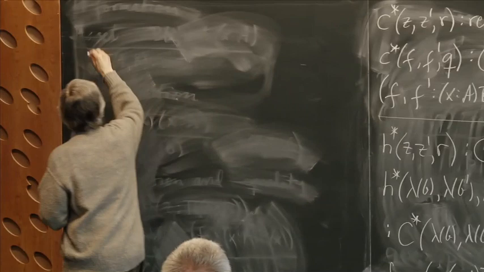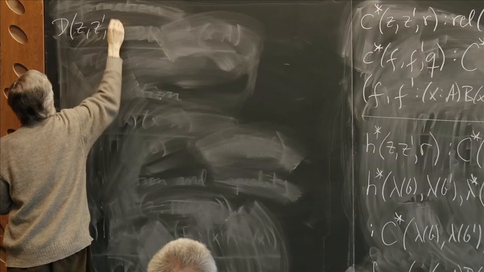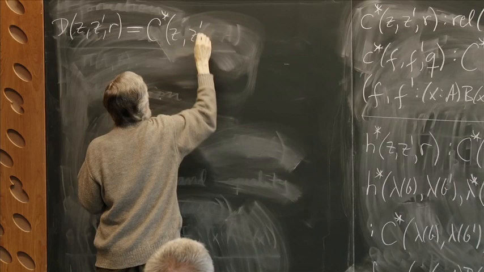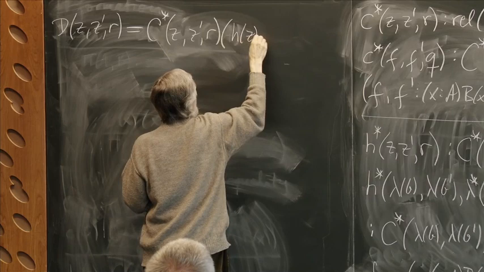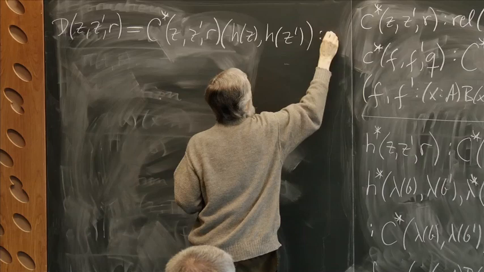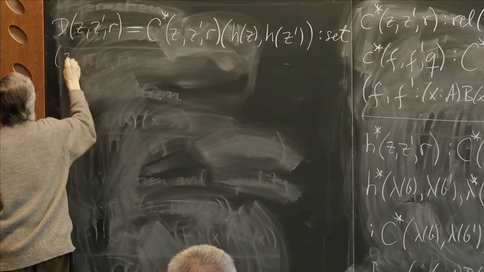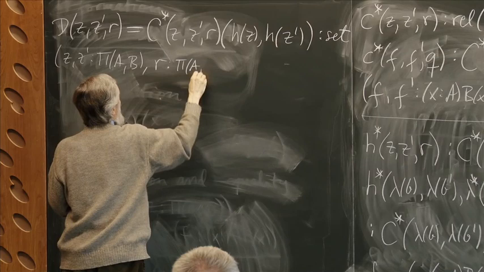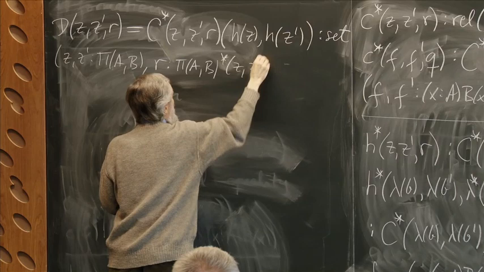So we choose D of Z, Z prime, R to be C star of Z, Z prime, R of H of Z and H of Z prime. And this is in set. And this is for Z and Z prime in the Cartesian product, and for R, the proof that they are related. So that's our choice of D.